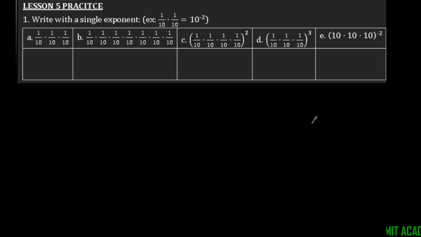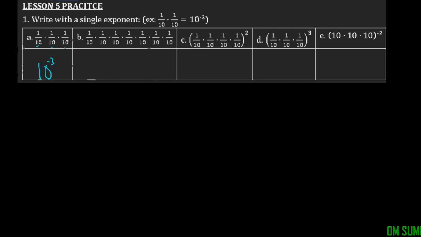Then on the back it says write with a single exponent. So for example, if it has 1 over 10 times 1 over 10, that's going to be 10 to the negative 2 power. So we're just kind of combining these, and again, this is from that lesson number 5 practice, but I just wanted to go back and make sure we got this. So if I count this together, I have 1, 2, 3 10s in the denominator, so that's just going to be 10 to the negative 3 power.